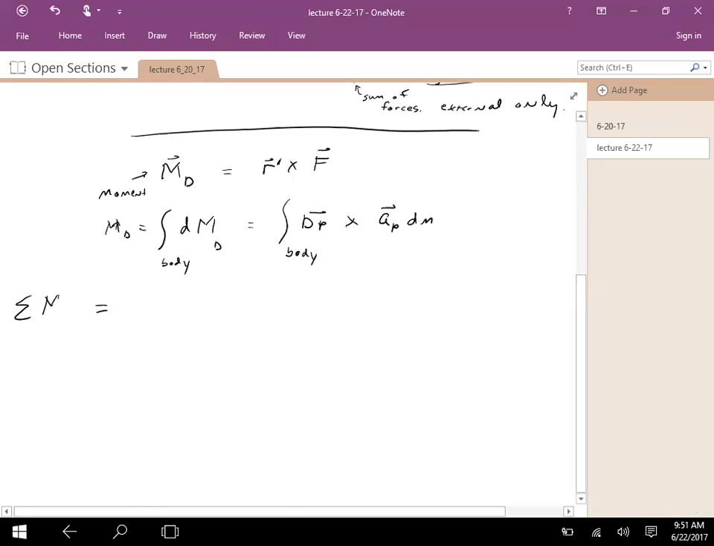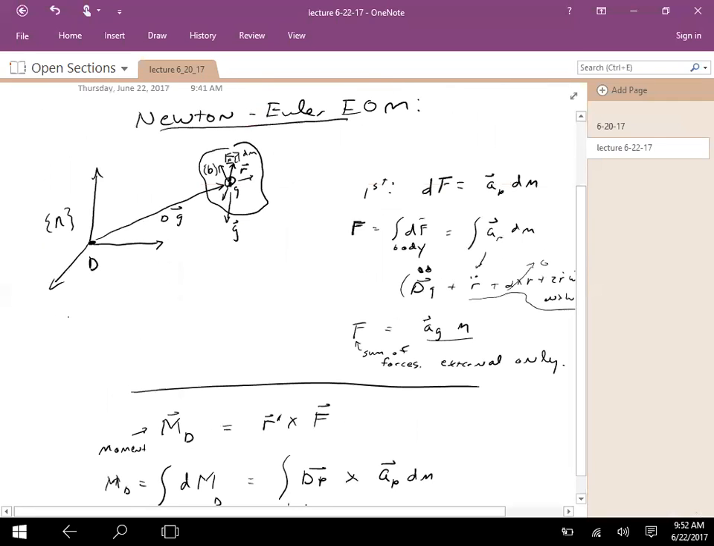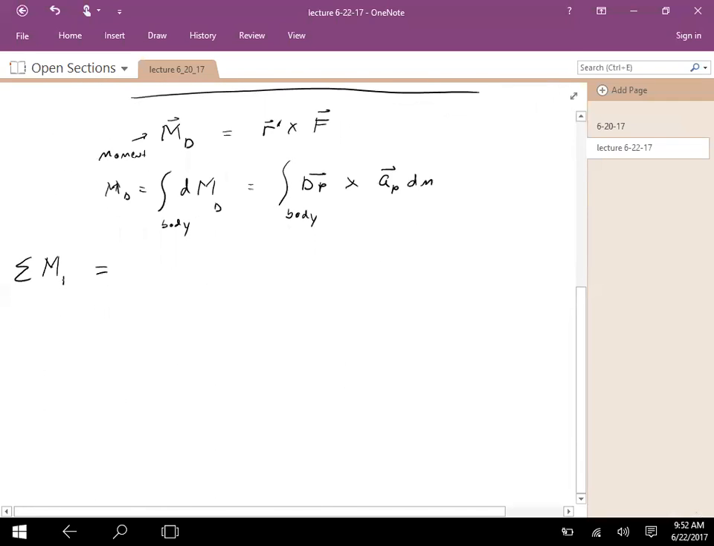I'm going to get on the left-hand side the sum of moments acting about D, and these are external. And on the right-hand side, I'm going to start expanding. So I get the integral of dp. So dp is going to consist of two terms. It's dg plus the little r that I just showed, crossed with, and now I'm writing the terms that we looked at just a moment ago.